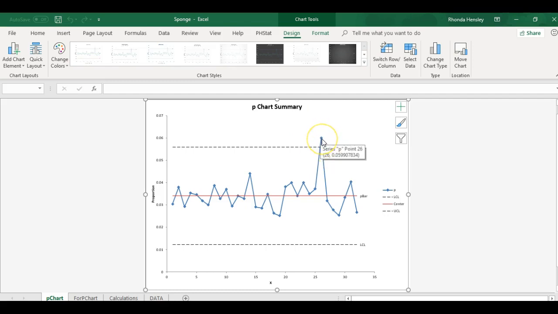You can point at it on day 26. Our proportion of defectives was too high, outside our control chart limit, which tells us that something happened that particular day when they were producing the sponges, and you've got to go back and figure out what happened, because you've got to figure out how to fix it at that point. So anyway, that's our P chart.